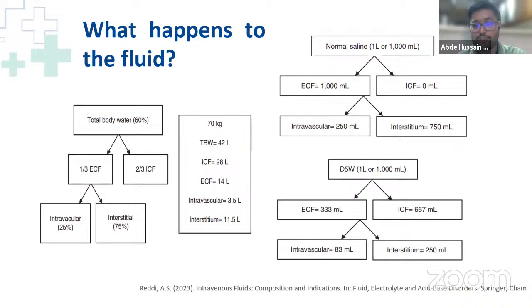What happens when we give dextrose? Only 83 ml remains in the intravascular volume. So our main target for accomplishing a good fluid resuscitation strategy is providing fluid in the intravascular volume. It is pertinent that this fluid remains in the intravascular volume.